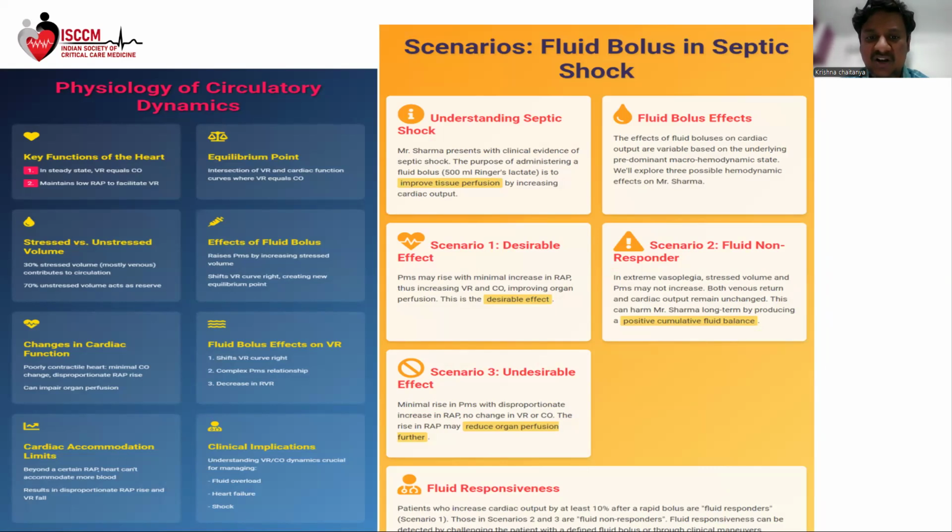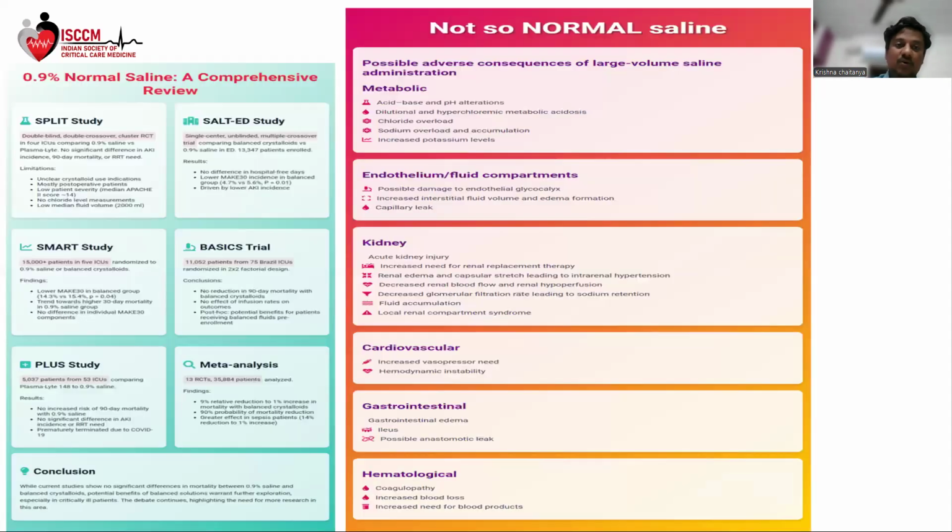In scenario one, you get a desirable effect, where there is a minimal increase in right atrial pressure and an increase in venous return and cardiac output. In scenario two, there is a vasoplegic state where stressed volume will not increase and there is a non-response to the fluid bolus. In scenario three, an undesirable effect, there is a chance of fluid congestion and accumulation. So these are all basic physiological principles.